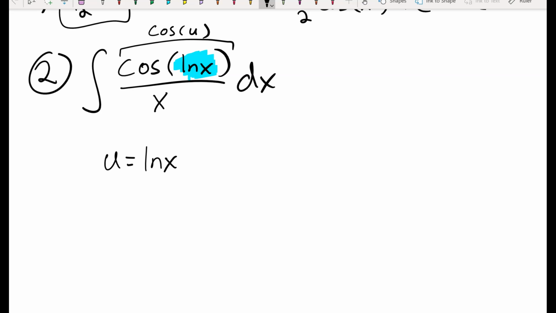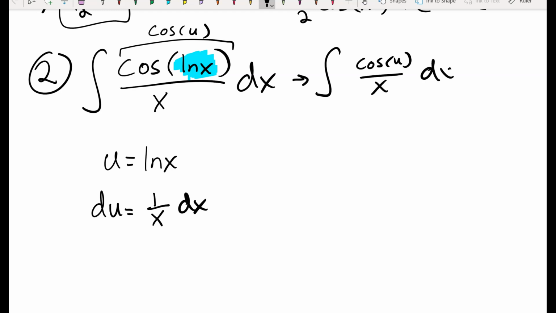and again I'm going to differentiate both sides. The derivative of u is equal to... Remember, ln of x, the derivative of that is just 1 over x. And I'm just going to move the dx to the right-hand side, so I'm going to skip the step where I multiply both sides by dx. So here's my integral right here. I've got cosine of u over x dx. And I still need to get rid of this x in the denominator and that dx.